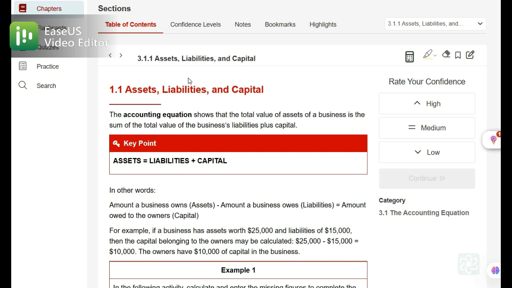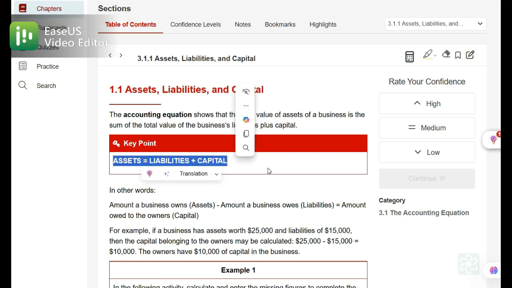Okay, guys, welcome back, and this is our next chapter, and today we'll discuss asset, liability, and capital. So, if you see here, asset is equal to liability plus capital. First, you have to understand what is asset.